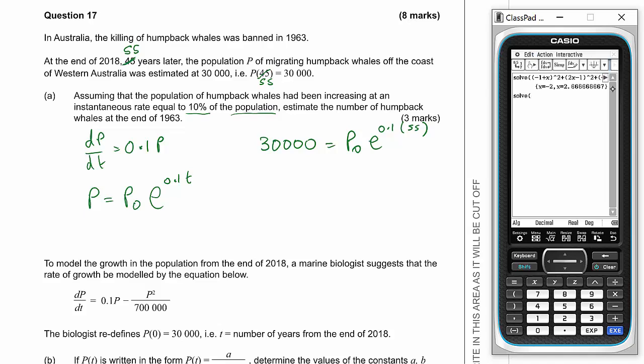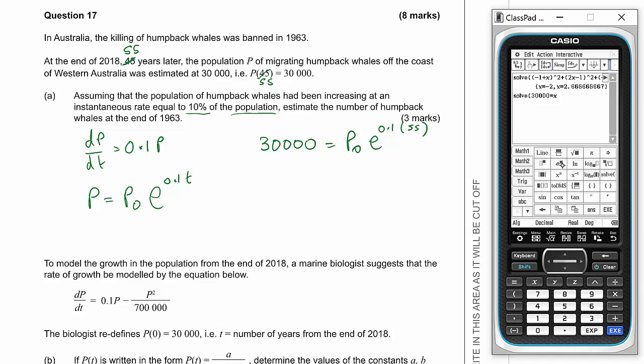And we can solve for that on the ClassPad. So we want to solve 30,000 is equal to, let's just call it x, that's the only unknown, e to the 0.1 times 55. And execute, and that gives us 122.6. So let's call that 123.